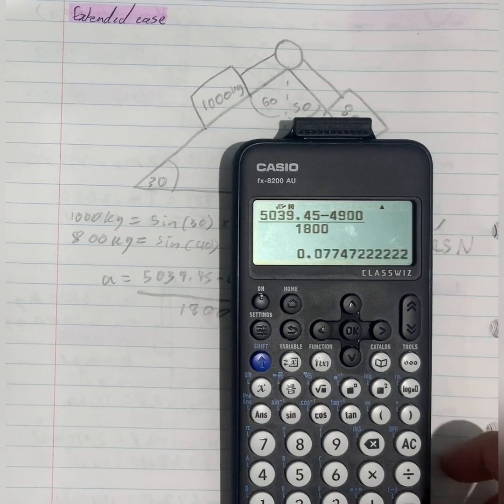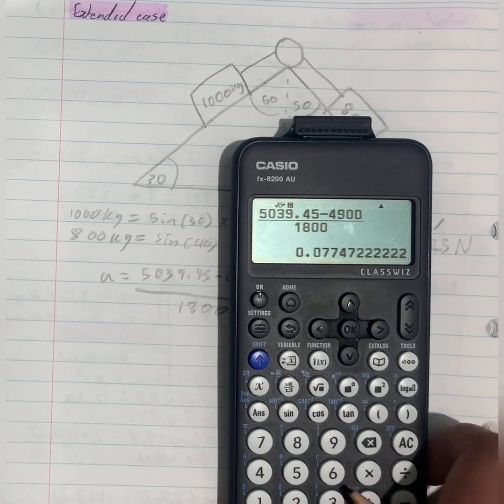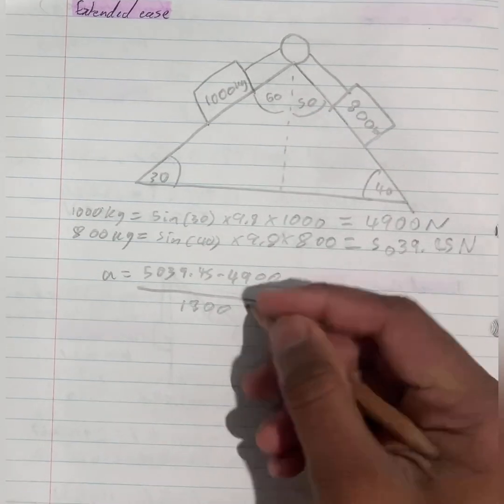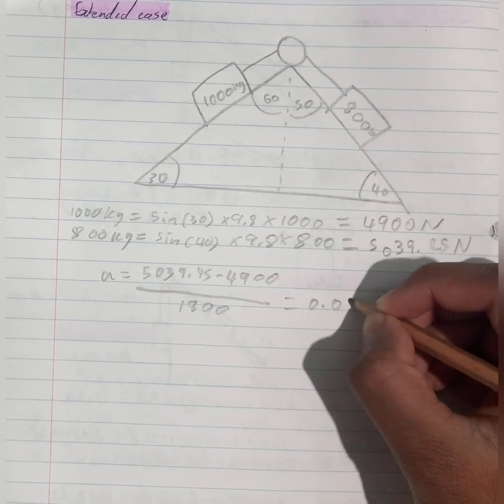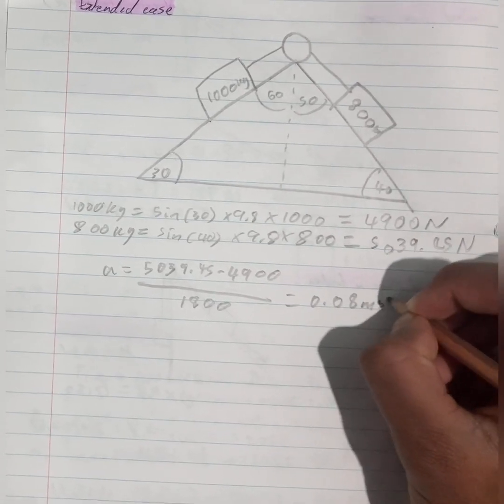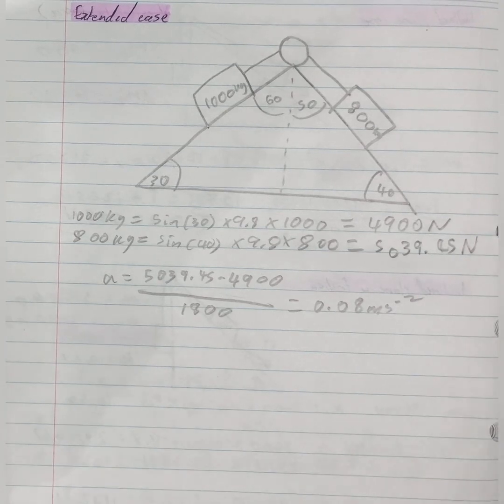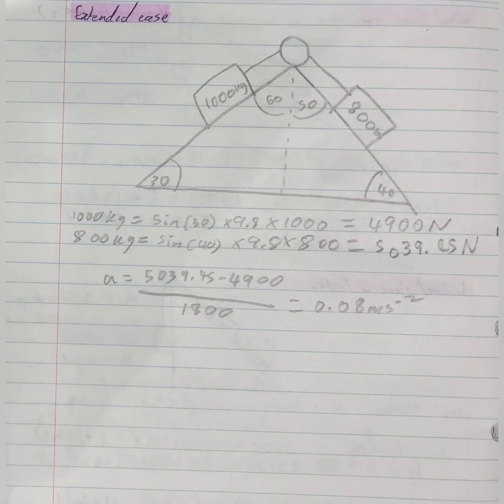That is simply 0.07 meters per second, 0.08, if you will, meters per second squared. I'm just going to make sure that that is the right answer, because it doesn't look right. But I believe that should be the right answer.